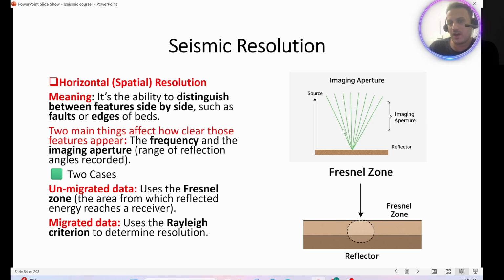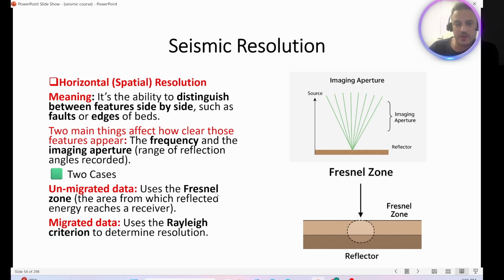If you have a very large imaging aperture, you can capture all the thin beds. So we have two cases: the unmigrated data and the migrated data. The unmigrated data is still not clean, and does not represent the true subsurface geological layers. It came from different angles, but the receivers did not understand that. It will consider it as coming directly from the area below the receiver. But for migrated data, we use computer processing to move all these paths back to their original position. So we know all these paths came from this angle, whether we have a dipping layer or not.